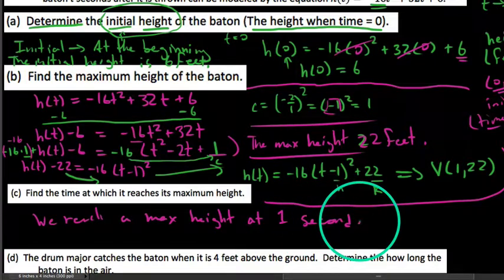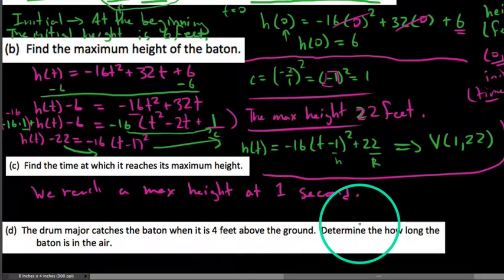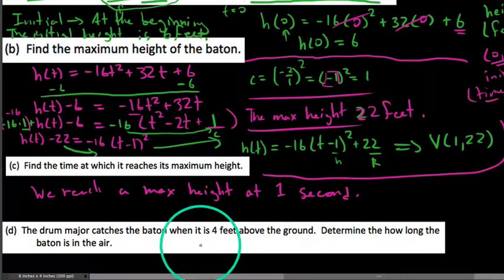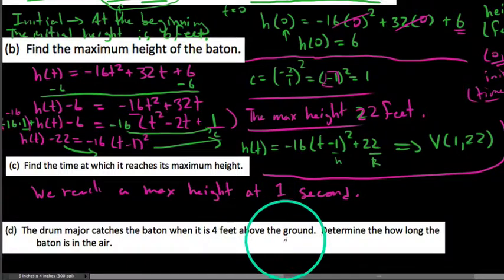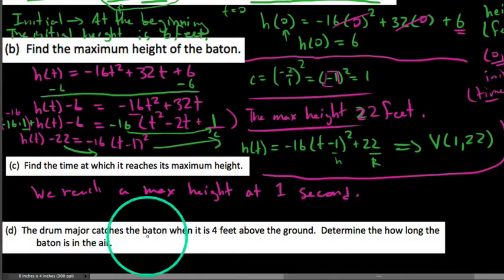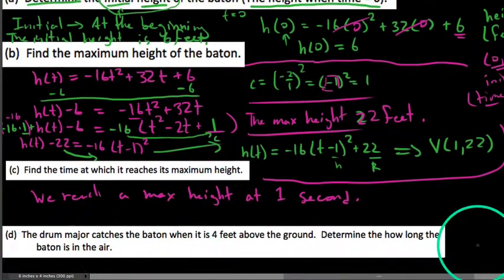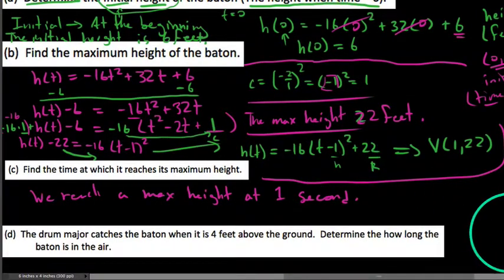Okay. So for the last part of this video, what we're going to look at is this last question here. And it's asking, if the drum major catches the baton when it's 4 feet above the ground, then how long is the baton in the air? So in this case, what you're going to recognize is I'm asking you for a time. I want to know at what time does it reach 4 feet in height.